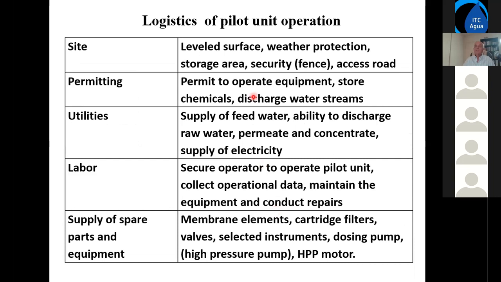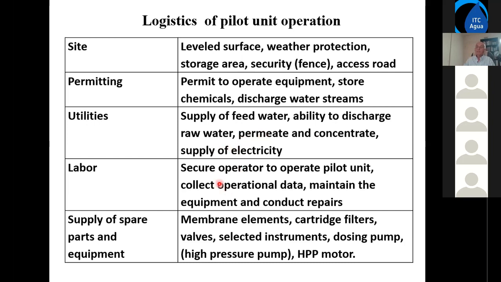So for the site, we have to have a leveled surface, weather protection, and a storage area where we keep the spare equipment and chemicals. We need security and an access road. We need permits to operate equipment, to store chemicals, and to discharge water streams. Without a permit, we cannot operate pilot units. We need a supply of feed water, the ability to discharge raw water, permeate and concentrate, also the ability to discharge preservation chemicals, and a supply of electricity.